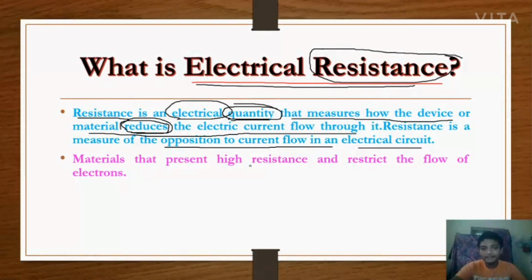Materials that present high resistance restrict the flow of electrons. This quantity restricts the flow of electrons.